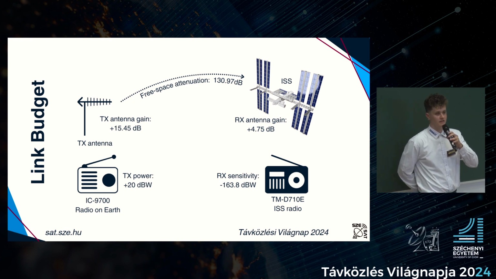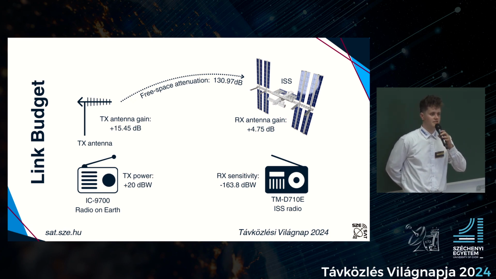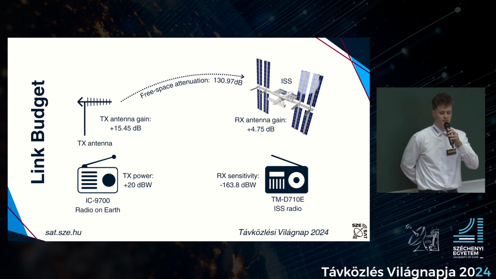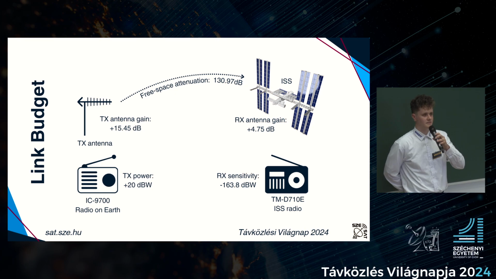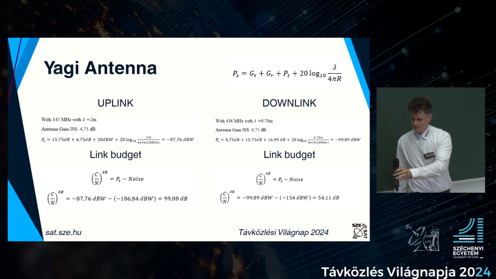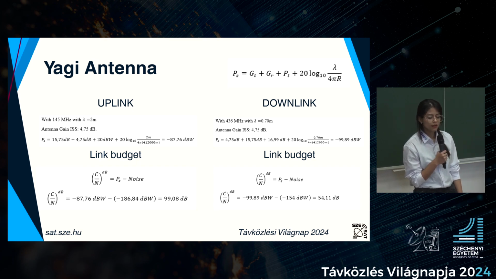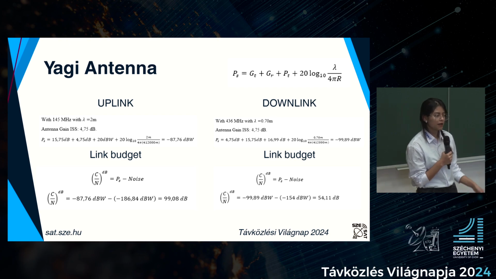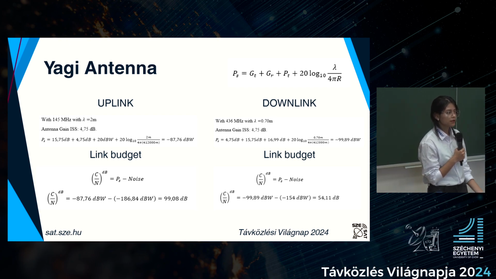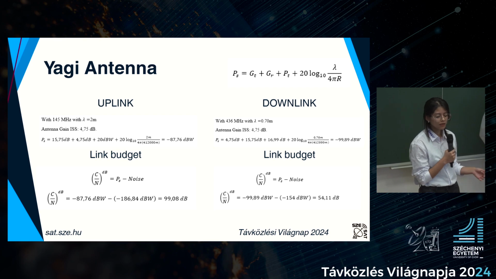The radio the ISS uses has a sensitivity of minus 163.8 decibel watts. Then, for the calculations of the link budget, we use the formula for the power signal: the gain on the transmitter, the gain on the receiver, the power of the transmitter, plus 20 logarithm of the wavelength over 4 pi times the distance. So we know that the distance is 412 kilometers.